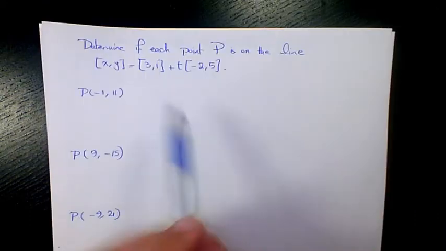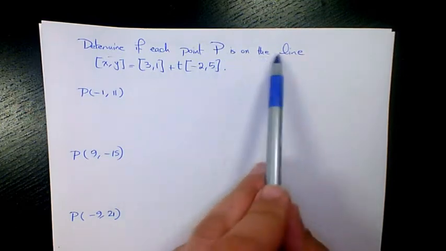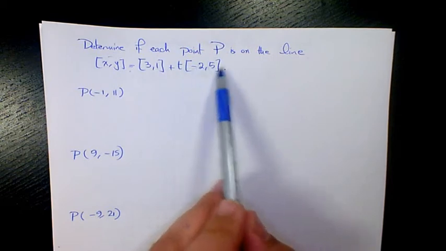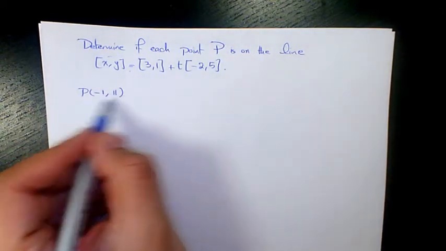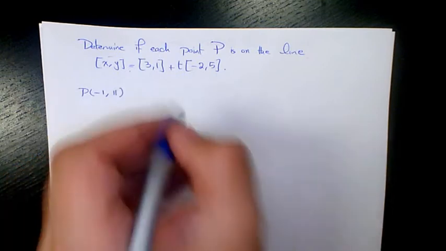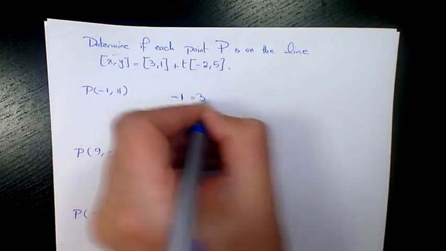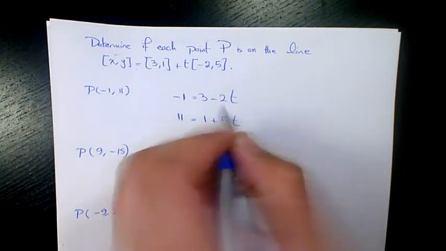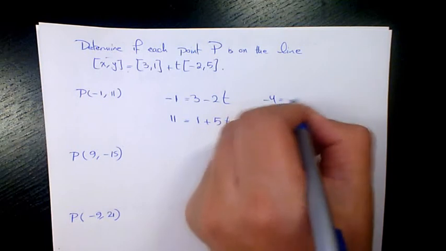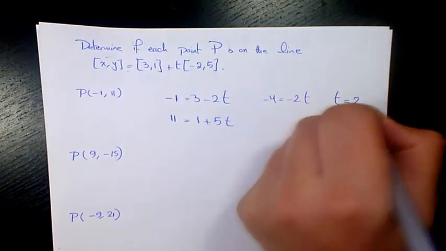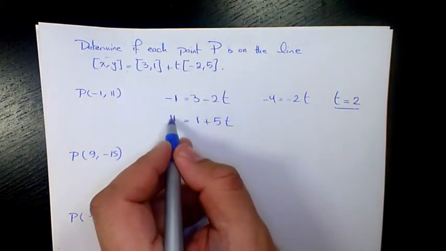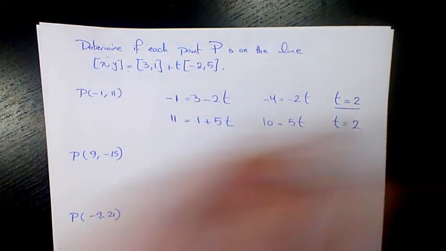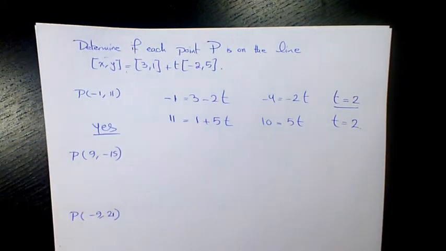Now we need to determine if each point P is on the line. (x, y) = (3, 1) + t(-2, 5). We want to find out if (-1, 11) is on it. So we have -1 = 3 - 2t, and 11 = 1 + 5t. So it's going to be -4 = -2t, t will be 2. What about here? We have 11 minus 1, 10 = 5t, so t is 2 as well. So the answer is yes, that's on the line.